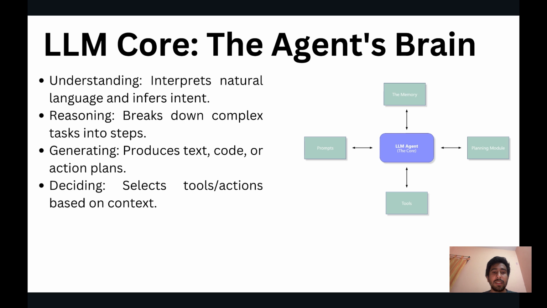And generating produces text and code and action plans and everything it generates, and it also can decide which tool to use and which action to perform based on the user prompt and the context.